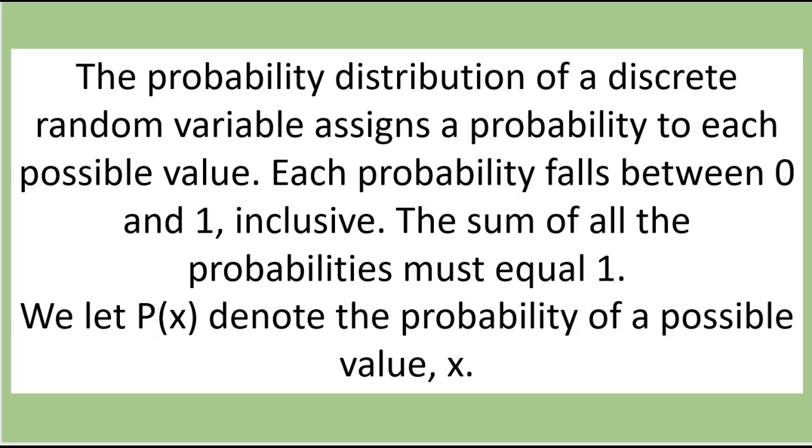Each probability will always fall between 0 and 1 and are inclusive, meaning that some outcomes will have probability 0 and some could have probability 1. The sum of all the probabilities must equal 1. We let P of X denote the probability of a possible value X. So notice here you've got a box. This is the definition taken straight from your book. So let's look at an example.